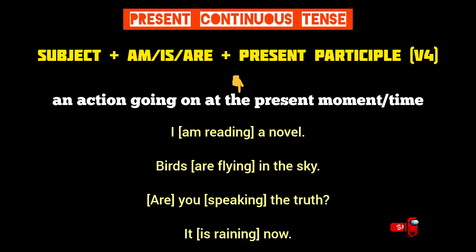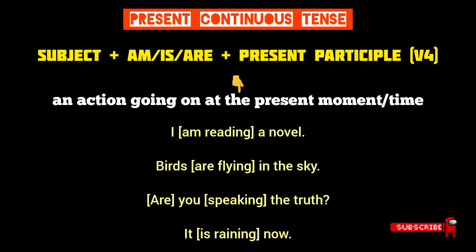Similarly, in the sentence, birds are flying in the sky, are flying is also in the present continuous tense. We understand that the actions denoted in the verbs am reading and are flying are taking place right now. Now see the next sentence. Are you speaking the truth? This is an interrogative sentence, but the verb are speaking here denotes an ongoing action of the present moment.